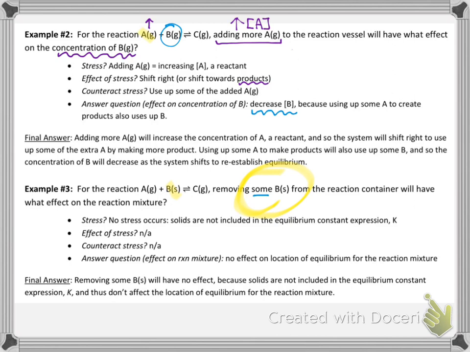If you took away all of it, you wouldn't have a reaction anymore. But in this case, it turns out there is actually no stress, according to Le Chatelier, because solids are not included in the equilibrium constant expression K. And since solids aren't included, they will have no effect on the location of equilibrium for this reaction mixture.